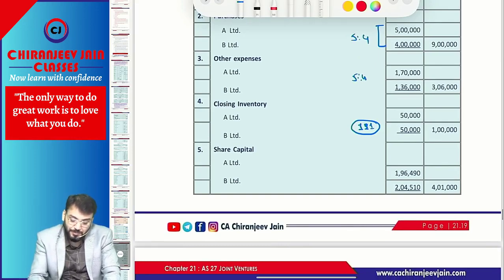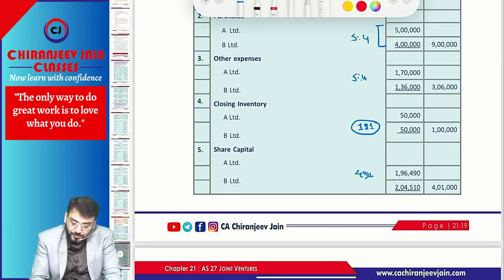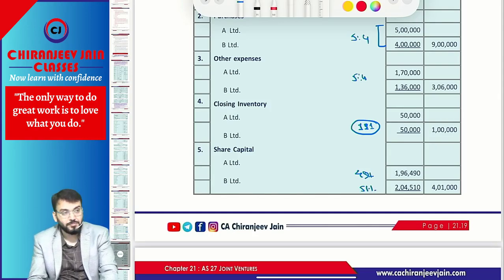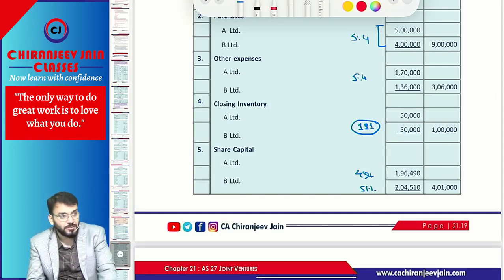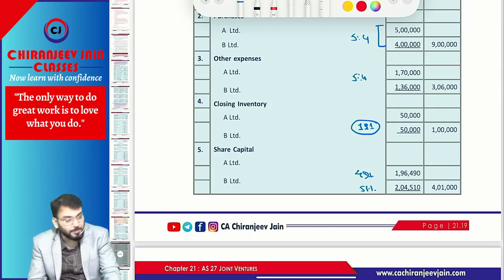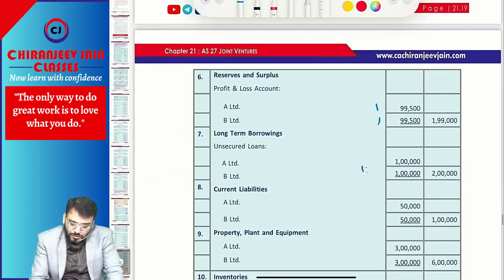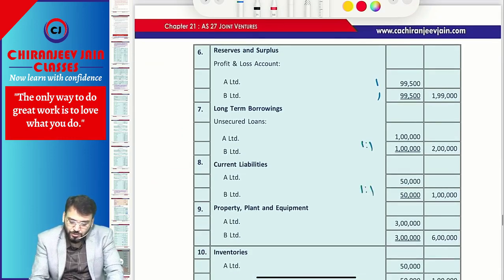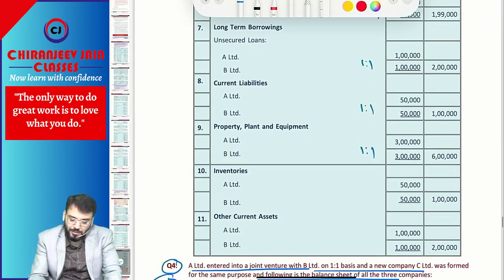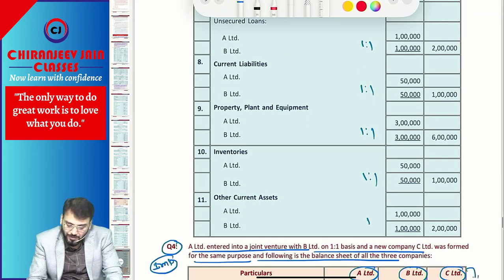Share capital they have given. No, 49% and 51%. Check that ratio, check it first, because I have not done this question. For the first time I am also doing. It is 49:51, right? Chalega. Profit and loss account also came equally, 1:1. Unsecured loan 1:1. Current liability 1:1. PP 1:1. Inventory 1:1. Other current asset 1:1.